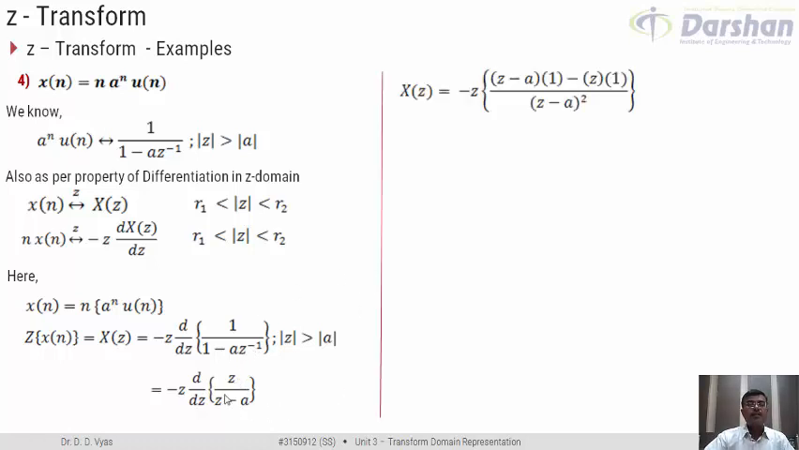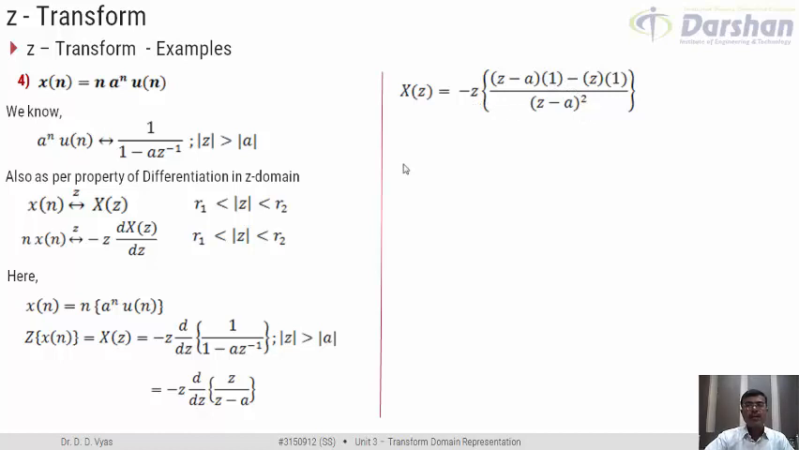Now let us differentiate this. We know the differentiation of f by g: we keep g as it is and differentiate f. So the differentiation of this z would give me 1. In the second part, we keep the numerator as it is and differentiate z minus a, which would again give me 1. This is divided by g square, that is z minus a whole square.